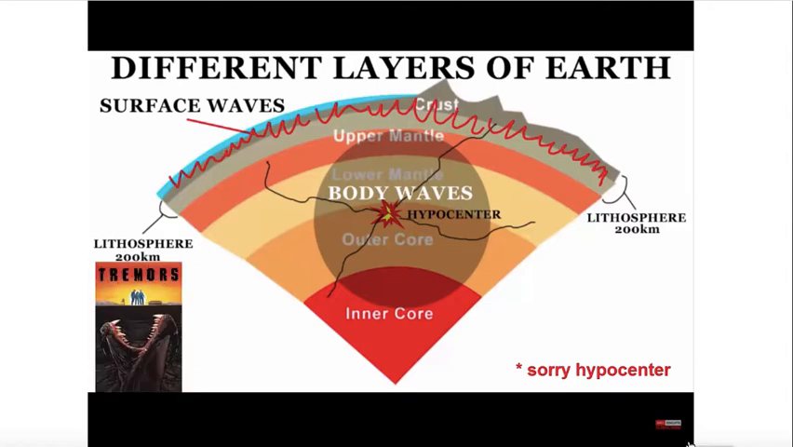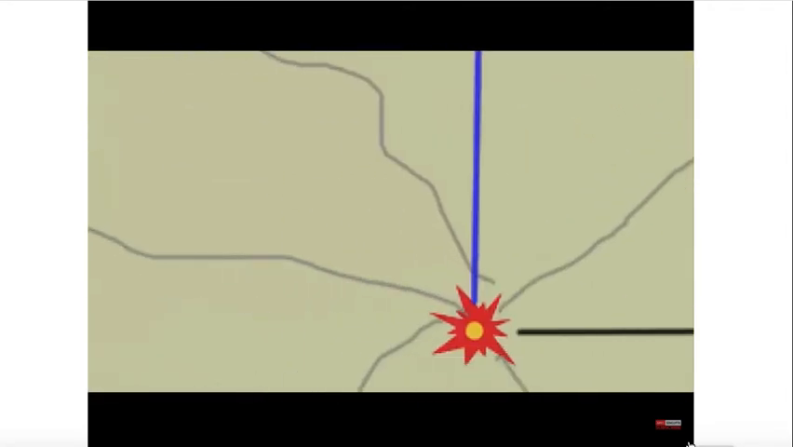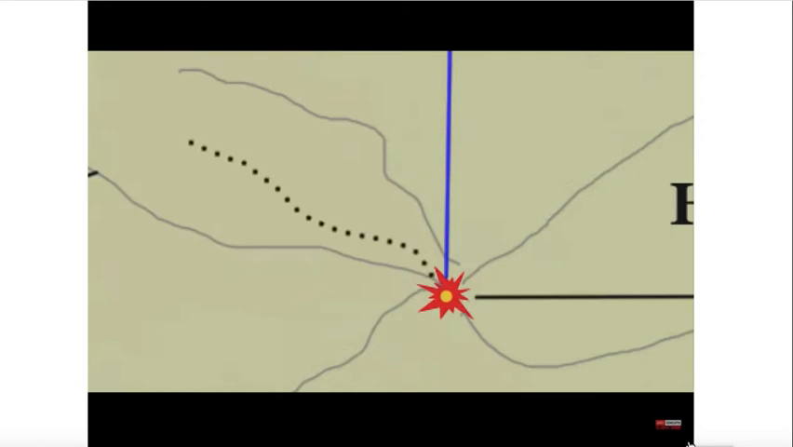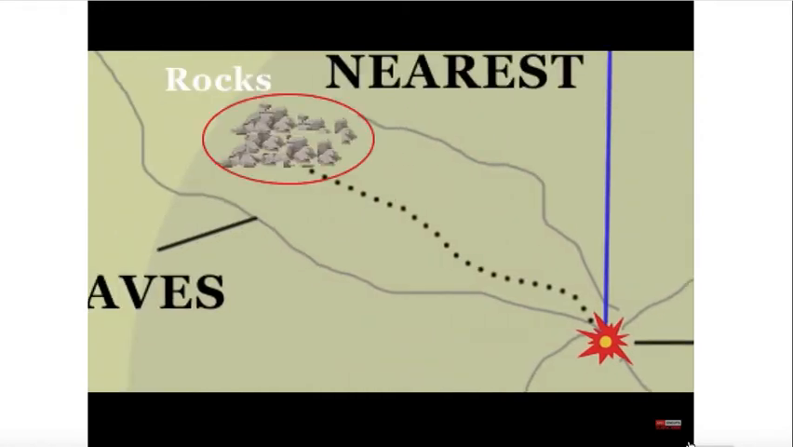Now it is obvious that when these body waves move towards the surface, they will come in contact with the surface rocks and generate a new set of waves. These are called surface waves.